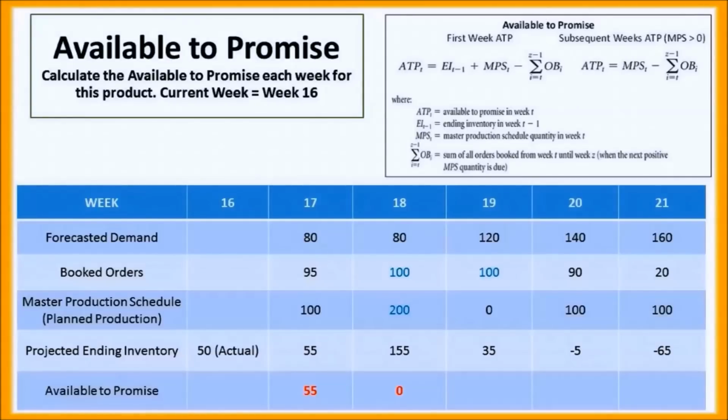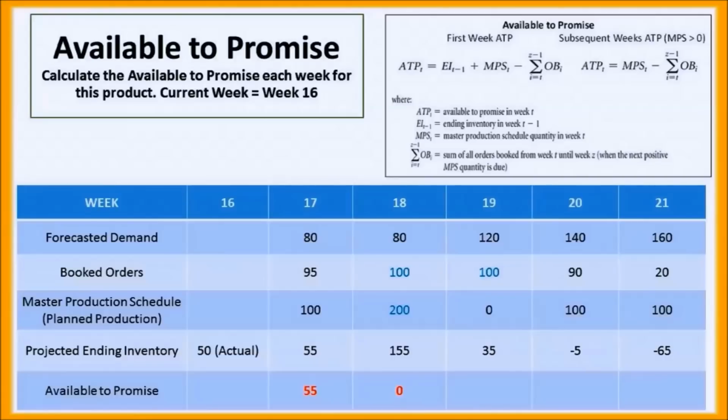Notice that in the following week, in week 19, we aren't planning to produce any. The production is zero. And so any booked orders in week 19, we have to use the material that we made in week 18 to cover those orders. And so that's why it's the sum of all of the booked orders until we produce again. And you can see that we're going to be producing again in week 20.